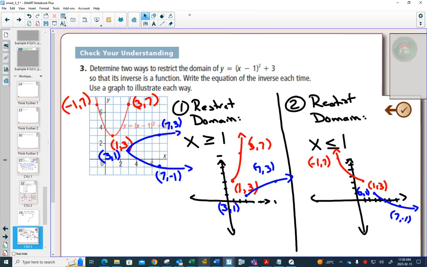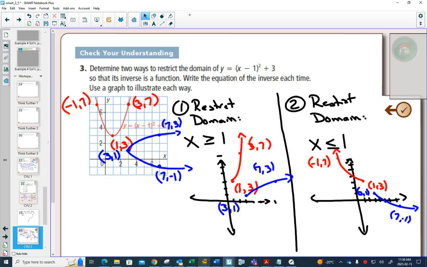So determine 2 ways to restrict the domain. Those are 2 things we had to solve for. We haven't found the equations yet, but we did use a graph to illustrate each one. So I did the graph part before I found the equation part. So this is graphically the restriction and the new limit. What are we left to do? We need to find the equation of the blue part of the graph for both of them.